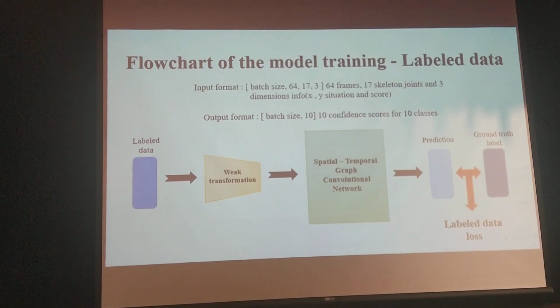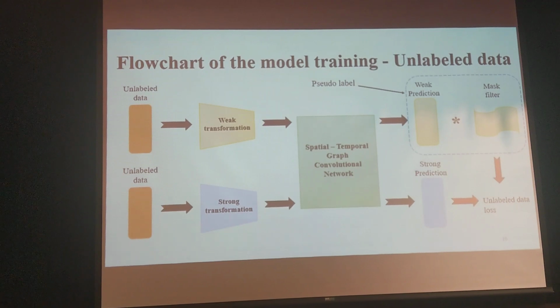Next, I'll talk about the flowchart of the proposed model. Labeled data and unlabeled data will have different processes. For labeled data, it will be transformed first and become the input of the spatial temporal graph convolutional network. The output prediction will be used to calculate the labeled data loss with the ground truth label.